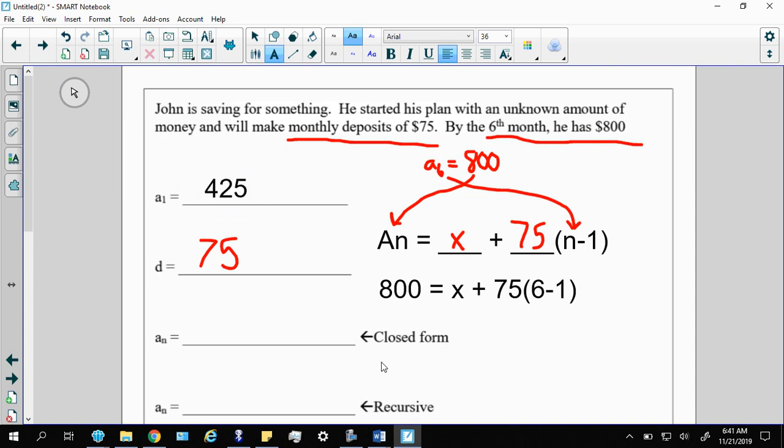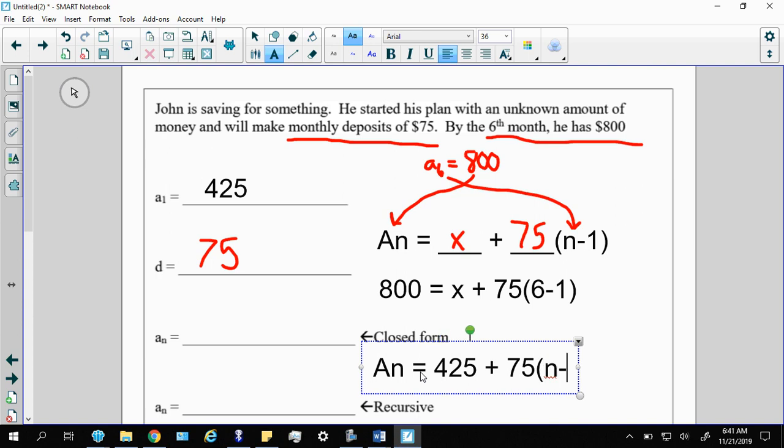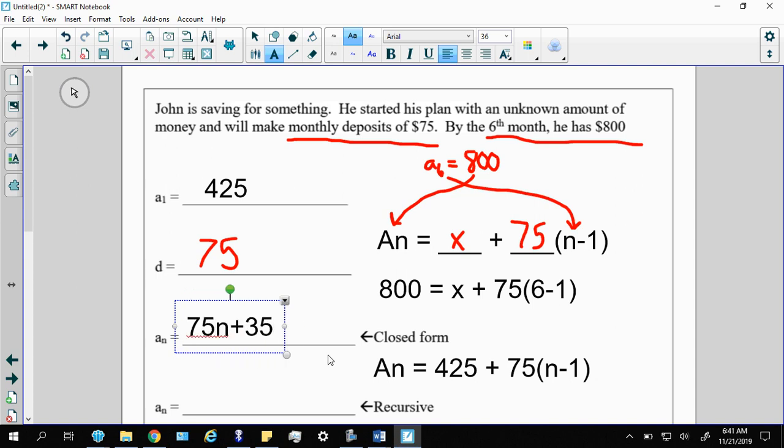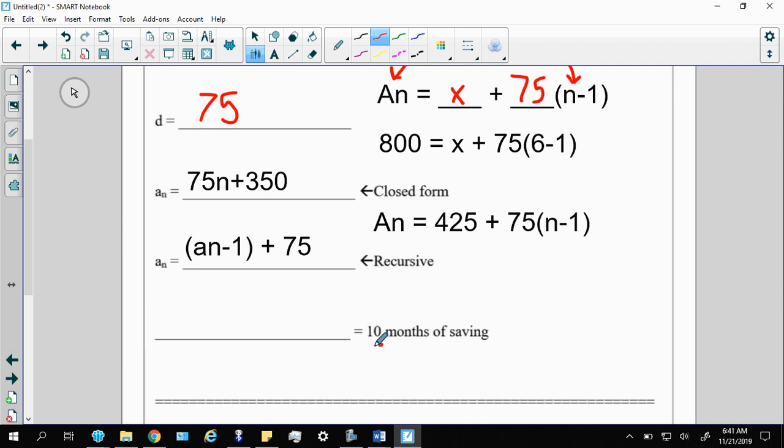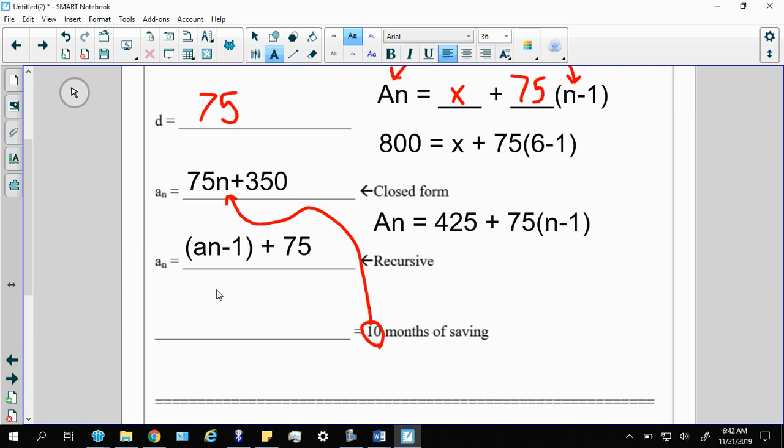So when I do the closed form formula, A of n is equal to my first term, which is 425, plus 75 times n minus 1. When you do the math, that formula ends up being 75n plus 350. The recursive formula, again, what are you doing every single time? I am adding 75. After 10 months of saving, again, folks, you pretty much get the point. Throw 10 into n. You do the math. It ends up being 1,100.